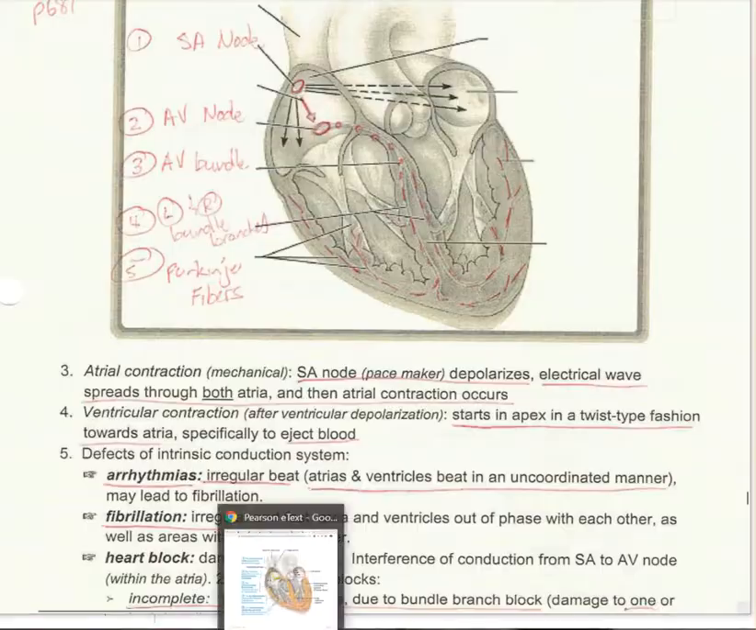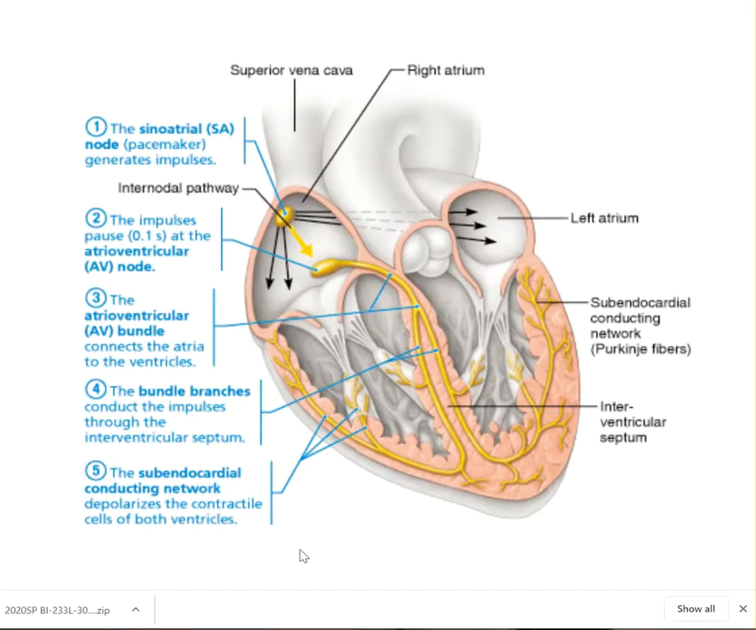Right? Let's go back to our book here. And one of the places that it goes to is right here to the AV node. And that AV node will now send that signal in a very coordinated way down the interventricular septum here. And it goes down what we call the AV bundle, right? And then that bundle will branch into two called bundle branches. And this electric signal will now go all the way down to the apex.